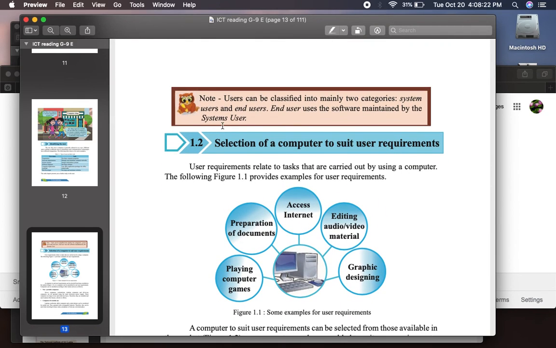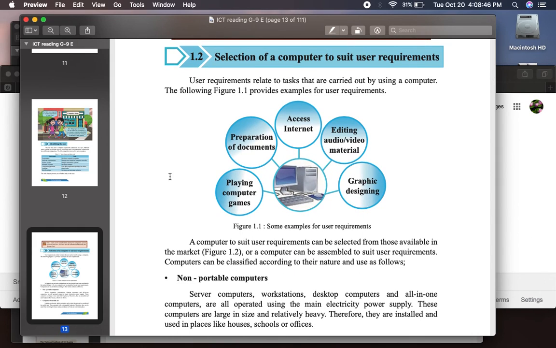Moving on, there is a note. Users can be classified into mainly two categories: system users and end users. End users, an end user uses the software maintained by the system's user. The next part, 1.2, selection of a computer to suit user requirements. User requirements relate to tasks that are carried out by using a computer. The following figure, 1.1, provides examples for user requirements.